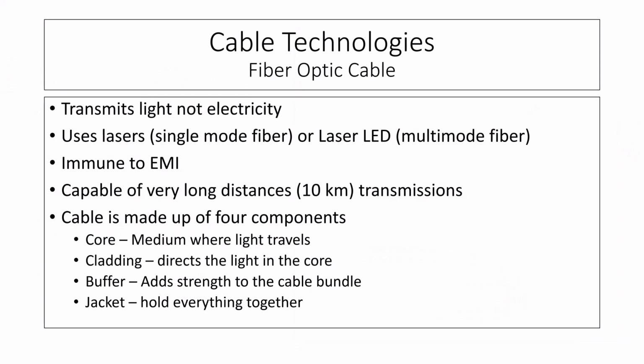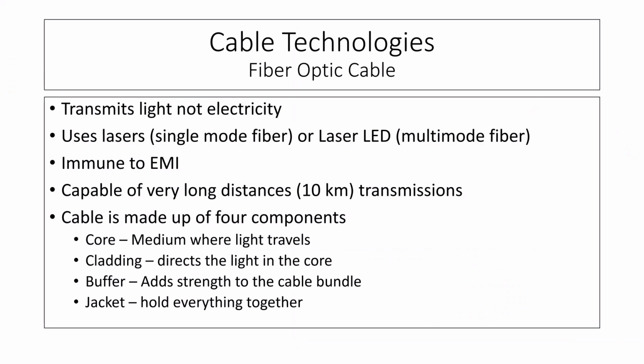With fiber optic cable, we can transmit light, not electricity. There are two types of fiber optics used, single mode and multi-mode. Our single mode fiber uses lasers, our multi-mode uses a laser or LED. Because this transmits light and not electricity, fiber optic cable is immune to EMI. Remember that fiber optic cable is the only cable immune to EMI. All other copper cables, even if they're shielded, can be affected if the EMI source is strong enough.